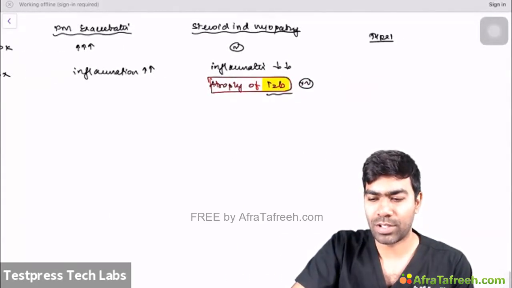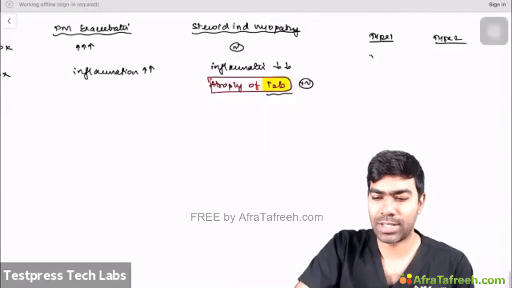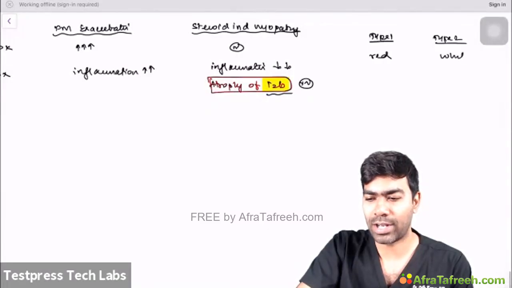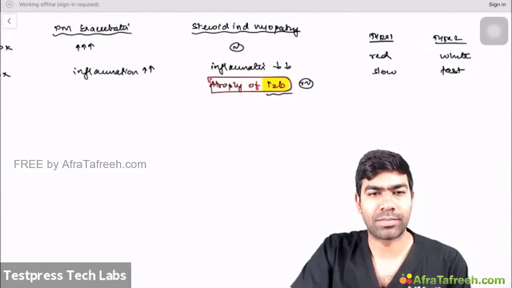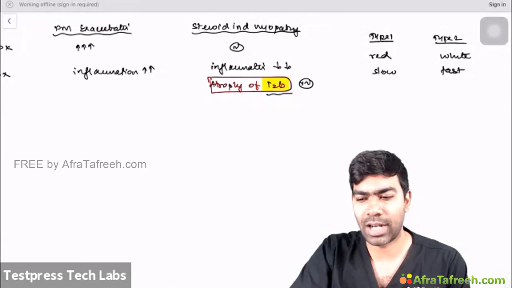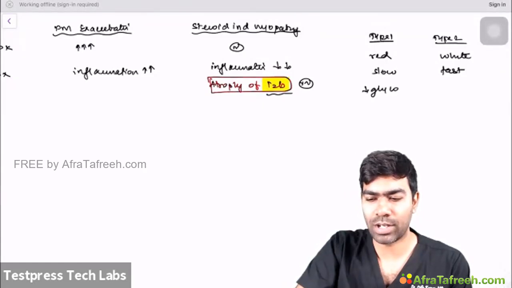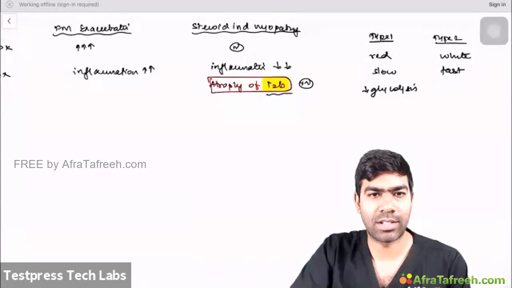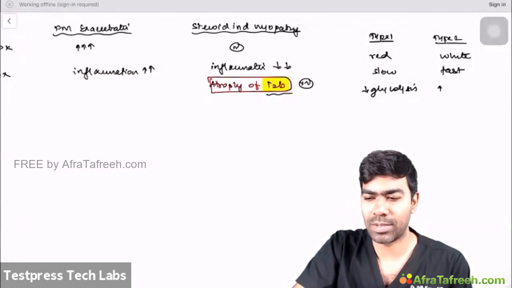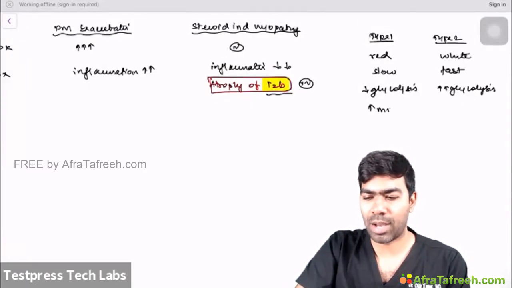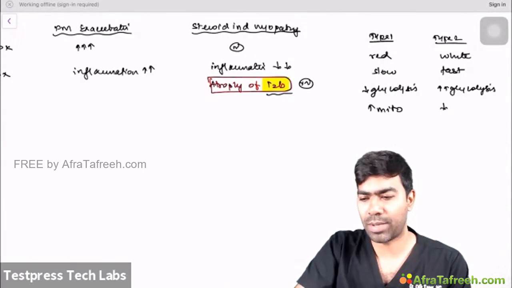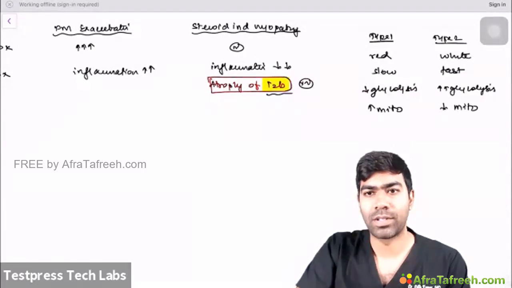Type 1 is basically the red type. Type 2 is basically the white type. Type 1 is slow twitch fibers. Type 2 is basically fast twitch fibers. As far as glycolysis is concerned, there will be a reduced amount of glycolysis going on in type 1 fibers, whereas in type 2 fibers there will be a significant amount of glycolysis. Type 1 fibers will have very abundant mitochondria, whereas type 2 fibers will have sparse mitochondria.